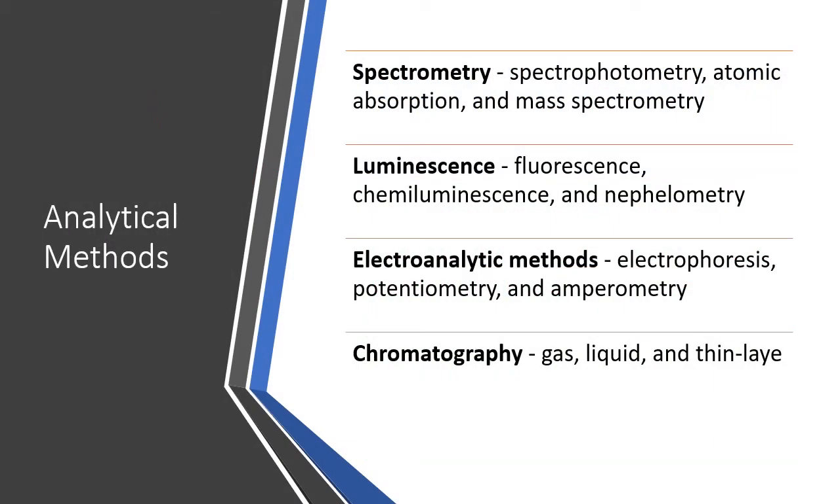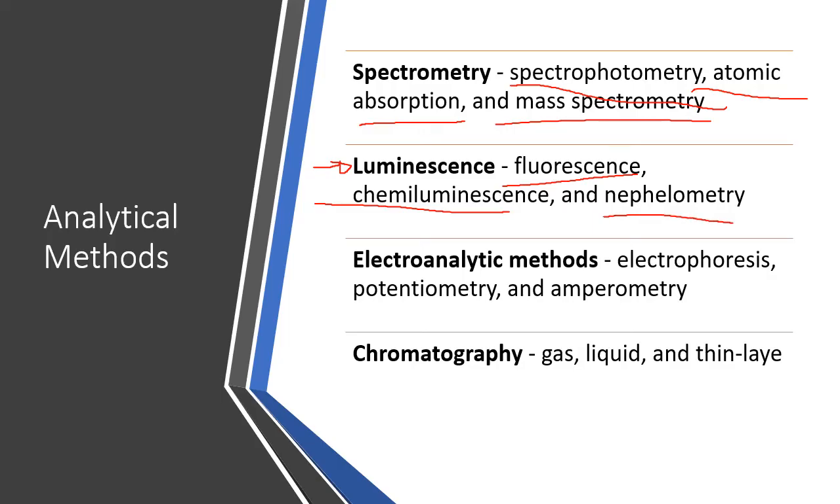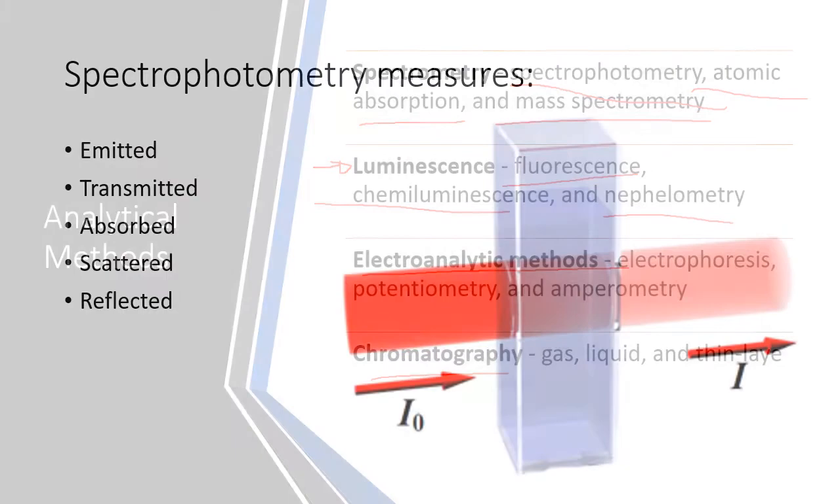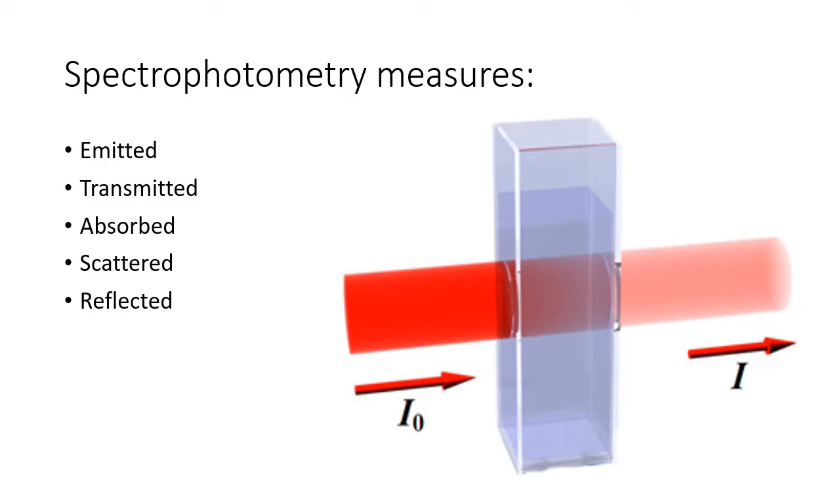Okay, so analytical methods, we have spectrometry, which includes spectrophotometry, atomic absorption, and mass spectrometry. You also have luminescence, fluorescence, chemiluminescence, and nephelometry. We also have electroanalytic methods and chromatography. Alright, so spectrophotometry can measure emitted light, transmitted light, absorbed, scattered, and reflected.